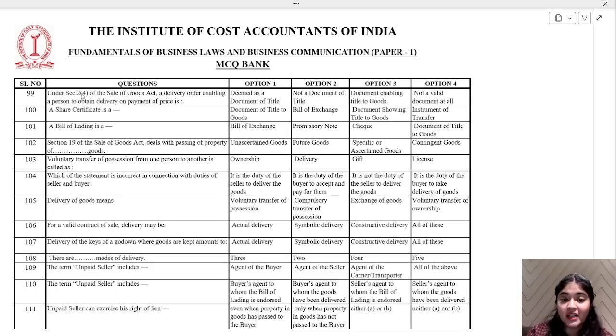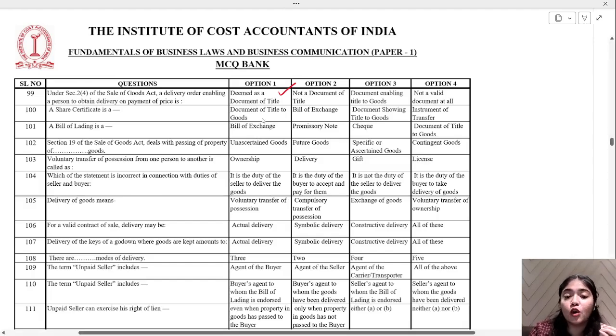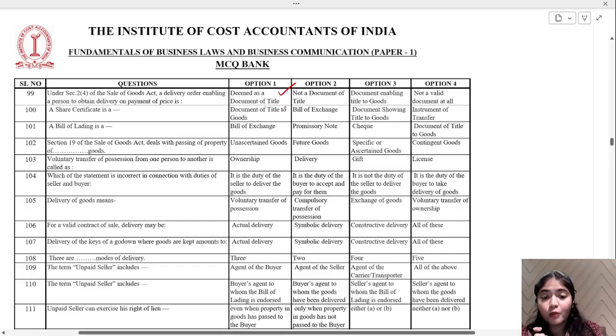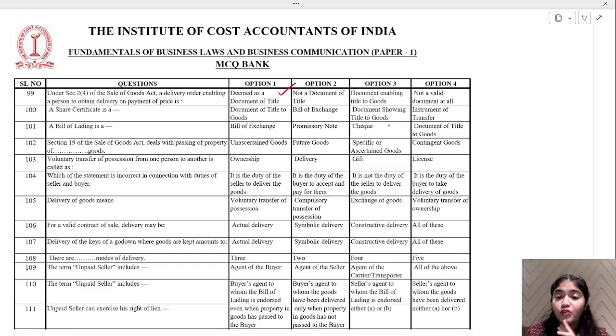Tell me. Deemed as a document of title, option number 1. Very good. A share certificate is a document of title of goods, bill of exchange, document showing title, or instrument of transfer. So we can club it under document of title of goods. Okay. A bill of lading is a document of title, not a document showing title of goods. A bill of lading means document of title of goods.